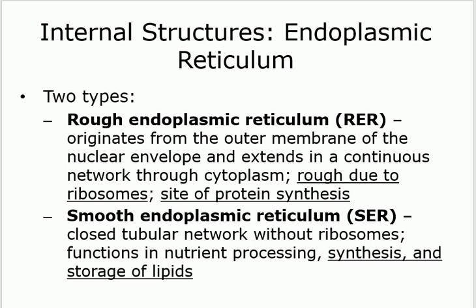Next is the endoplasmic reticulum. Obviously, endo means inside. Plasmic means the cytoplasm. Reticulum means a network. So endoplasmic reticulum is a network inside the cells. It can be rough, it can be smooth. Rough if it has the ribosomes on the surface, and that's why the surface looks rough. Why does it look rough? Ribosomes stuck on the surface make it look rough.